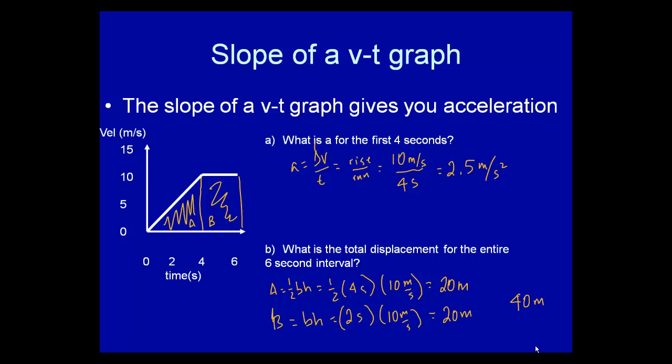Now if you look at both of those values being 20 meters, but one took 4 seconds, one took 2 seconds. The reason for that is during interval A, the object was accelerating. So the average speed was 5 meters per second. 5 times 4 is 20. So again, the math backs it up.